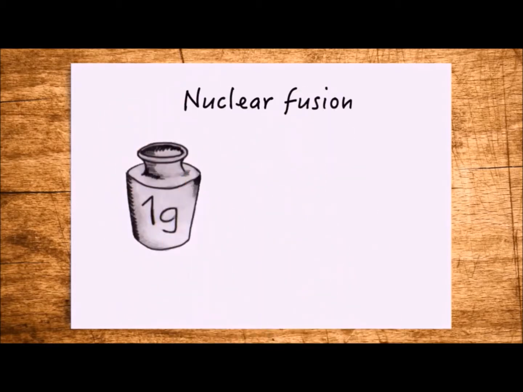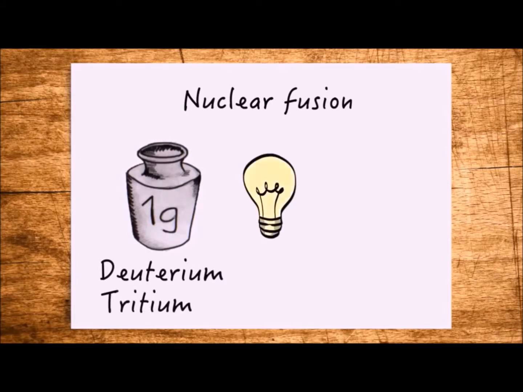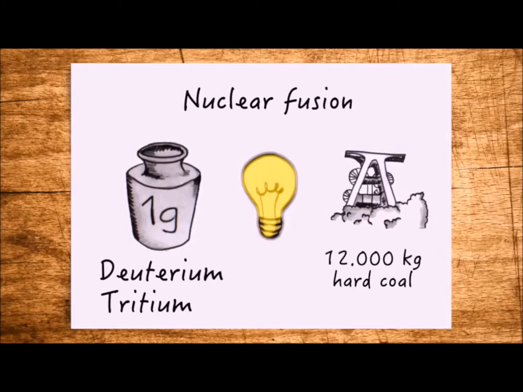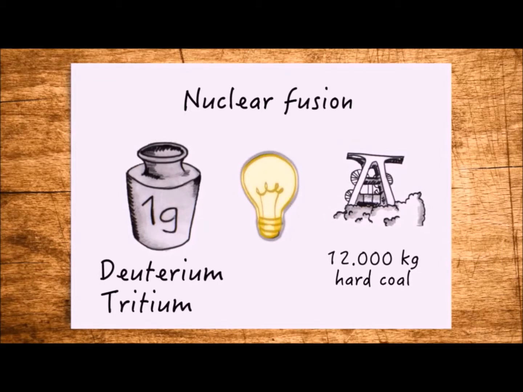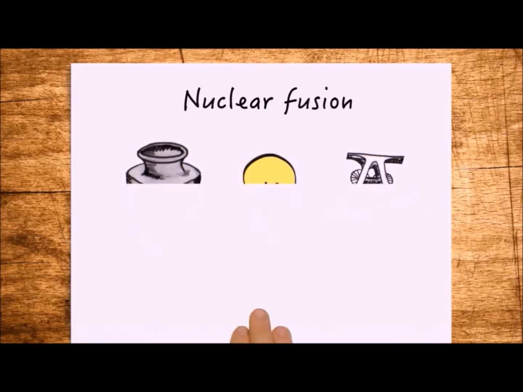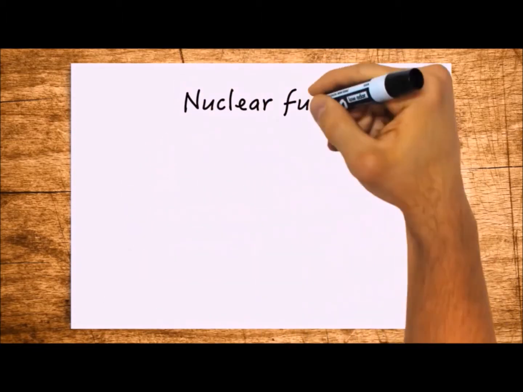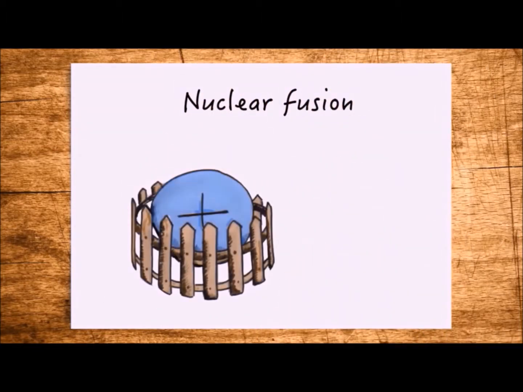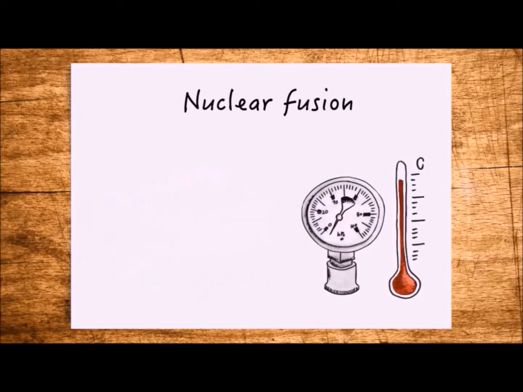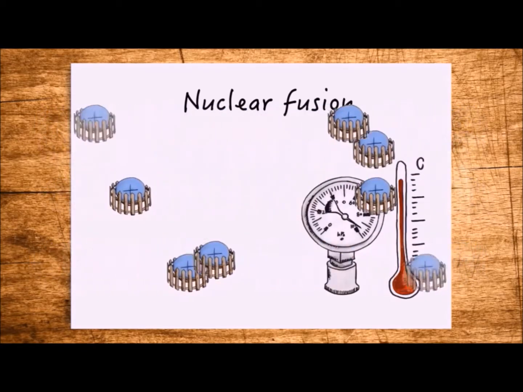It would only need 1 single gram of fuel, or the hydrogen isotopes deuterium and tritium, to gain as much energy as from 12,000 kilos of hard coal. This is why scientists try to develop power plants in which energy is won from nuclear fusion. But how is the Coulomb force, meaning the fences around the protons, overcome? This happens by speeding up the atomic nuclei, and that happens when they are subjected to great heat or pressure.